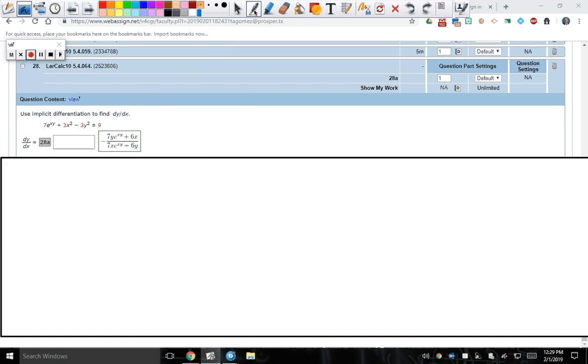Sorry. All right, we're finding the implicit differentiation of the following. So our goal is to get dy/dx all by itself. So we're going to start deriving now.